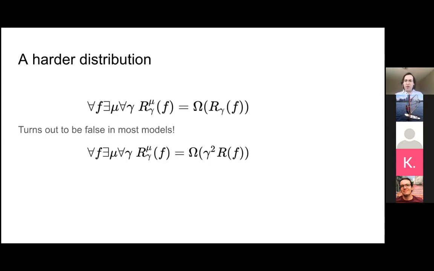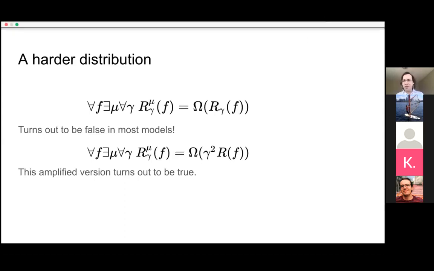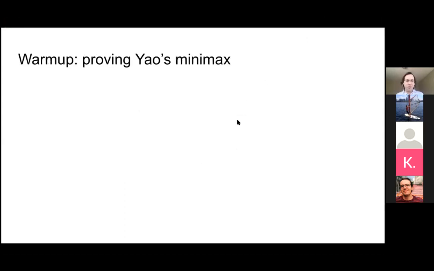And for this reason, it's not hard to check that gamma squared times R of F is smaller than or equal to R sub gamma of F. So this statement is weaker, but it has the property of being true, which is always desirable. And this is what we show in our work. So, briefly, in the remaining couple of minutes, I'll sketch how we do this.